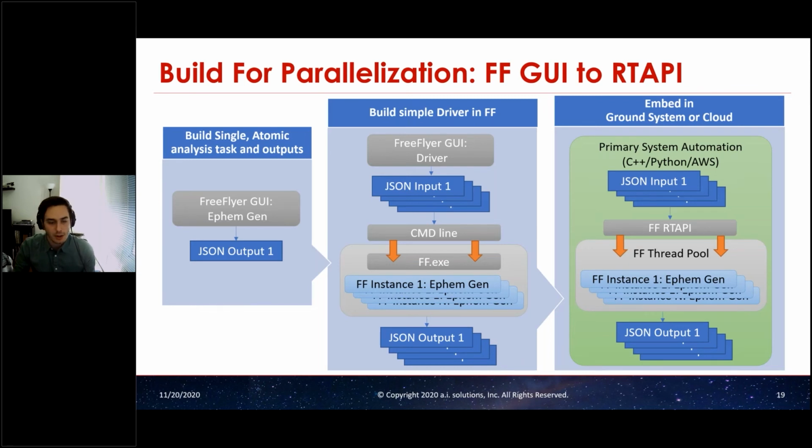The command line still just calls FreeFlyer to execute. There's no memory management or explicit distribution of processes to computational cores. Where you're going to get that power is going to the runtime API, using that within an embedded primary system automation. So you can build that in C++ or Python. Stefan did it in AWS. So that's going to be managing all of your resources, all the different calls, and it's going to be utilizing the FreeFlyer runtime API to do those in parallel.